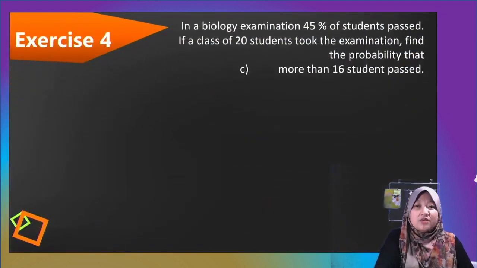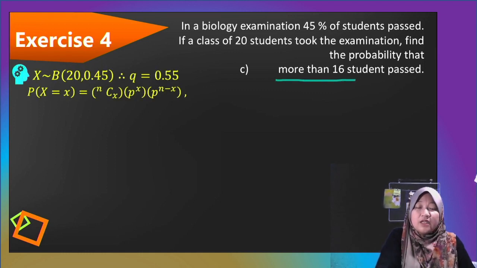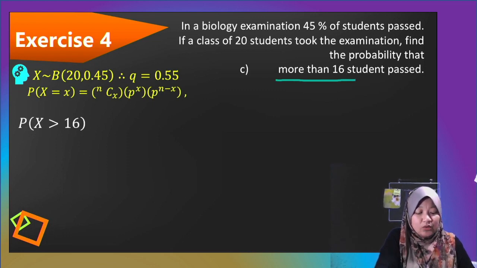Okay, masih lagi soalan yang sama. Find the probability that more than 16 students pass. So, ini adalah maklumat yang sama. Okay, more than 16 means x greater than 16. So kita tahu this one is discrete. So x 0, 1, 2, 3 until 20. So greater than 16.